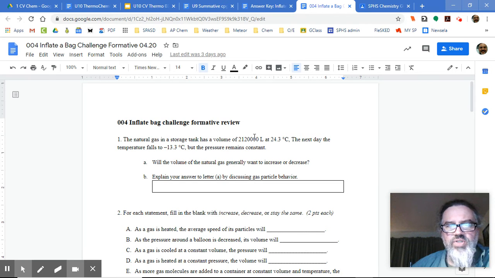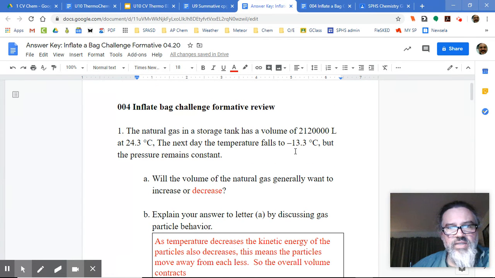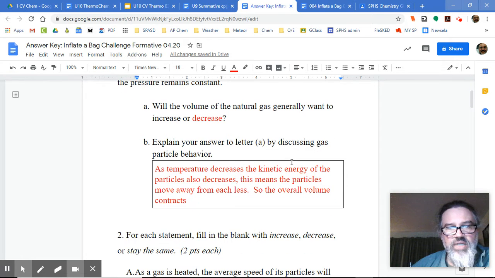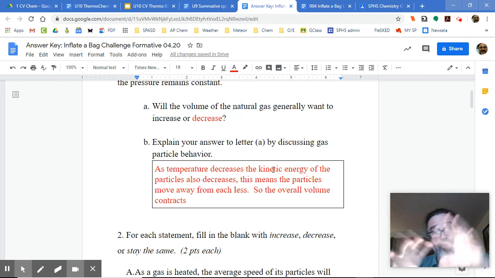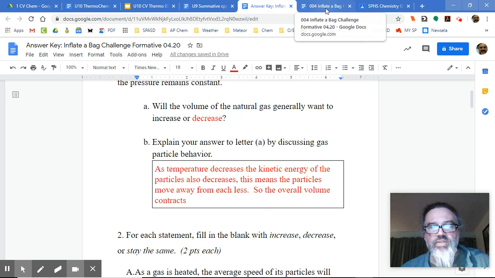So you want to look at what you know: a volume and a temperature. And what did the temperature do? The temperature went down. You should think about your relationships between temperature and pressure, and what would happen. The idea is that it would want to decrease, because as the temperature goes down, the kinetic energy of the particles goes down. So as they slow down, these particles aren't driving all over the place. They can stick or get closer together, and so the volume will contract. So you want to think about that as you go through that answer and question.